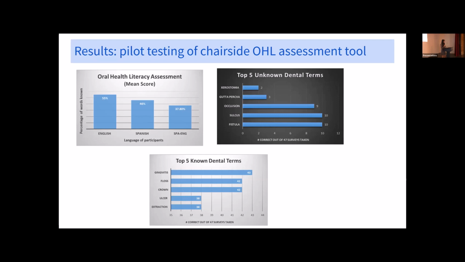Only 2 out of 47 patients got the word xerostomia right. The second one was gutta percha. Third was occlusion, 4 was fistula, and 5 was sulcus. The 5 words that the patients were really familiar with started with gingivitis. 43 out of 47 people got it correct. Floss, crown, ulcer, and extractions were also terms that they were familiar with.